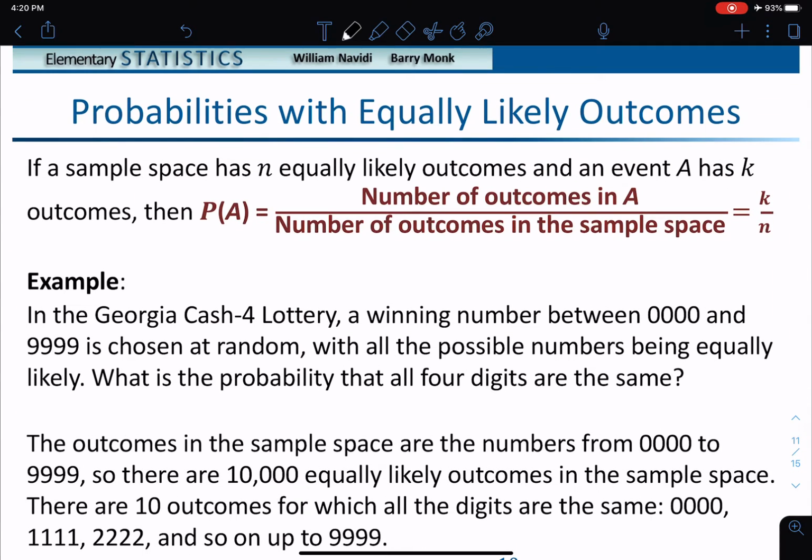Probabilities with equally likely outcomes. If a sample space has n equally likely outcomes and event A has k outcomes, then the probability of A equals the number of outcomes in A, which is called k, all divided by the number of outcomes in the sample space, which we call n.